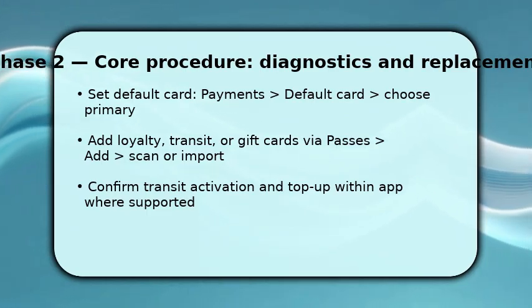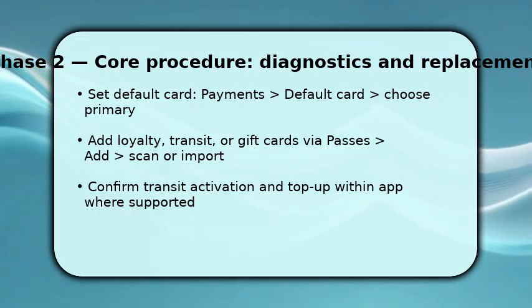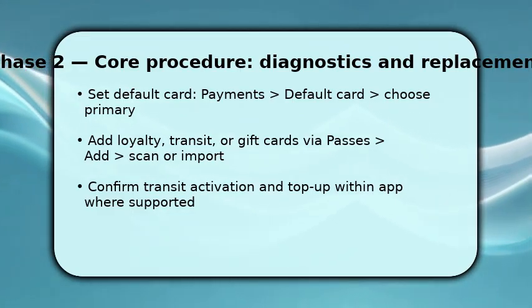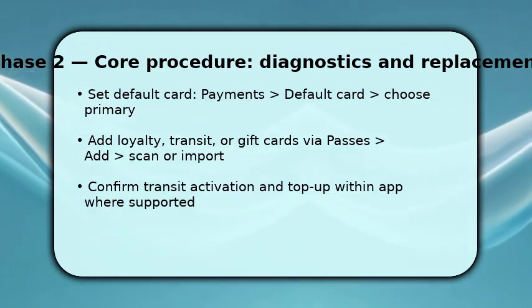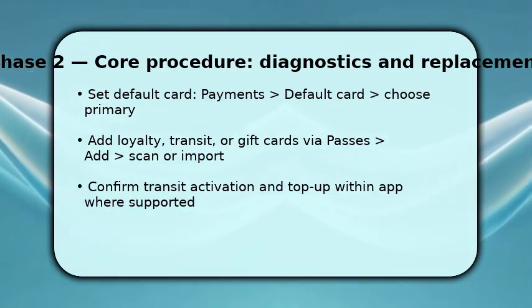For transit, activate the card and top up inside Google Pay when available, because that avoids separate apps. Once configured, test a small tap payment at any contactless reader to confirm the default and passes behave as expected.